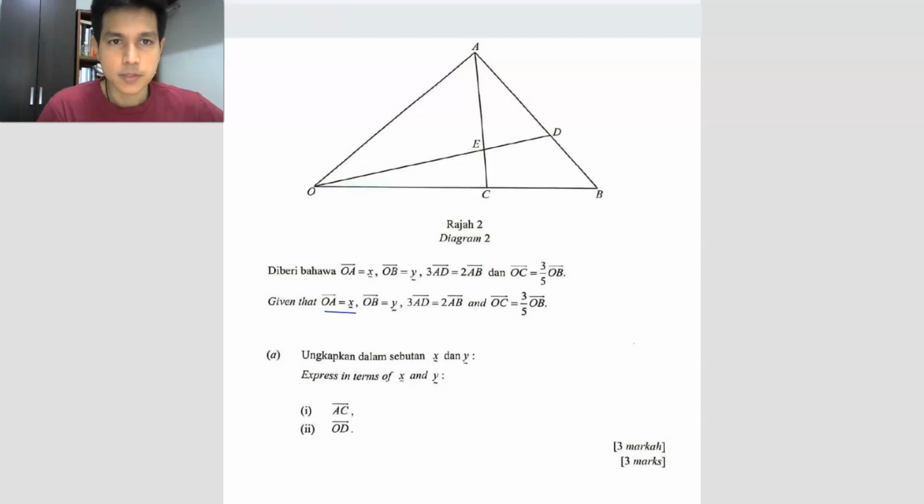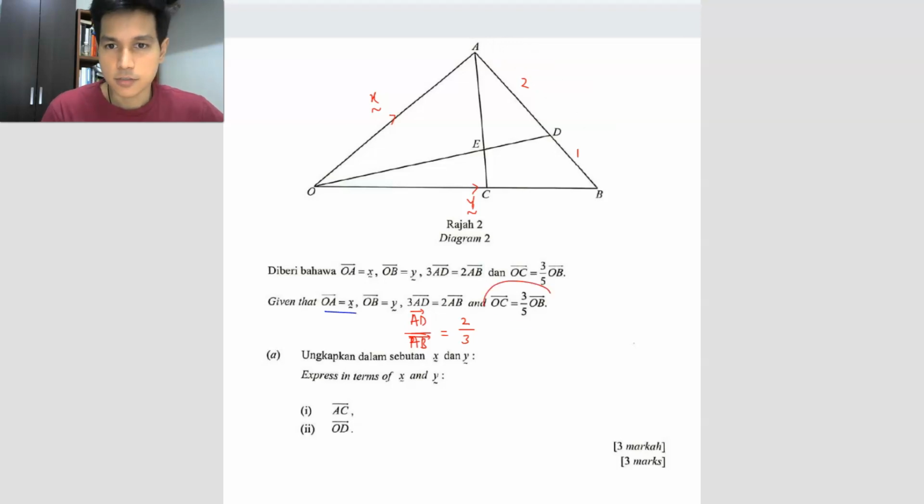So OA is X. The vector OA here is X. OB, the whole thing, is Y. Then they said 3AD equals 2AB. So you can rearrange this, AD over AB equals 2 over 3. So that means you know that this part here, AD, is 2 in the ratio, and then AB, the entire thing here, is 3, right? So here you know is 1. So you can form your ratio.